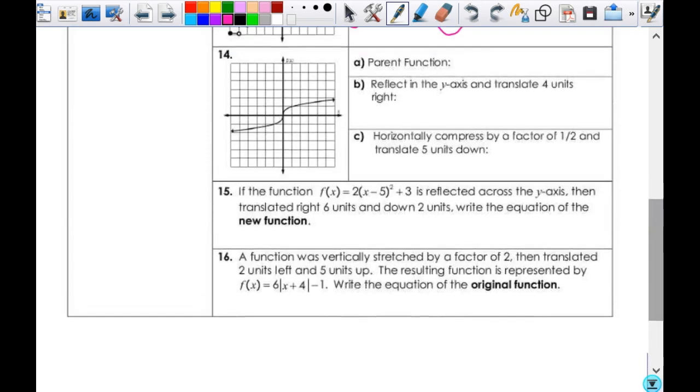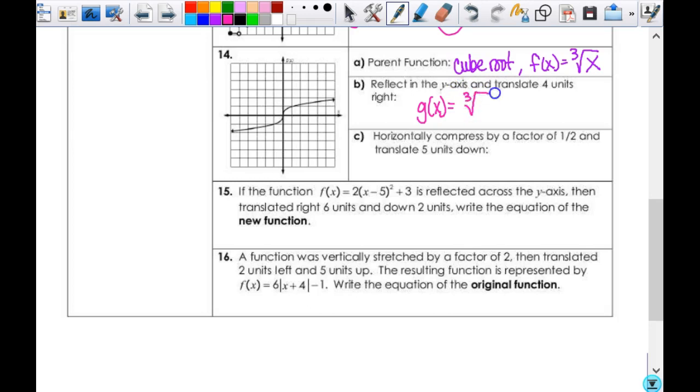All right, so 14. What's our parent function here? Cube root. So f of x is equal to the cube root of x. So I'm going to reflect in the y-axis and translate 4 units right. If I reflect in the y-axis, does that negative go inside or outside? Inside, because it's going to affect the x. So this is going to give me g of x. It's going to go on the inside.